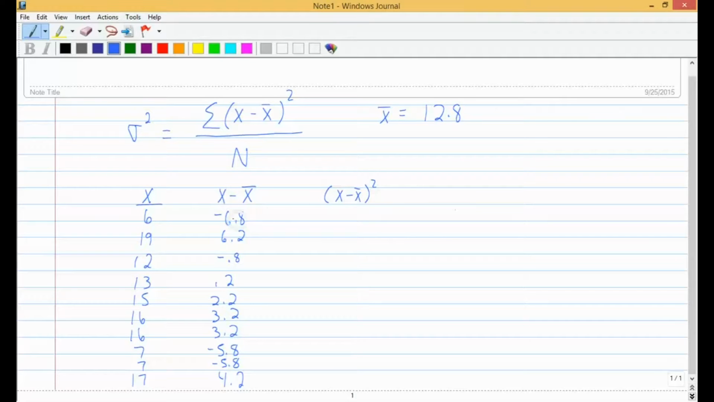Alright, so you square each one of those. Remember, when you square a positive or a negative, you get a positive. So that makes sure that all of these negative values go away. And this is where you can make a little tiny mistake and it gets your answer off.